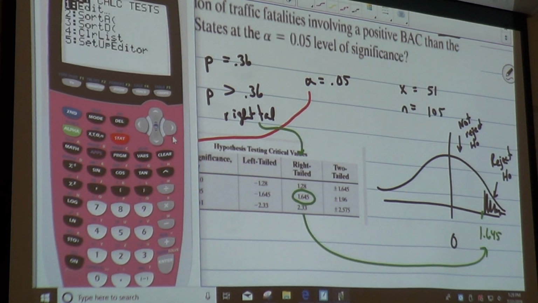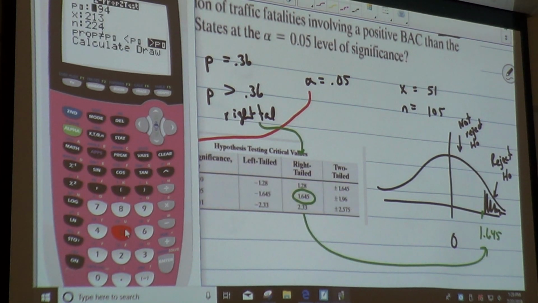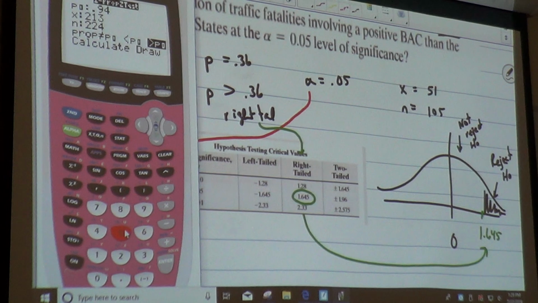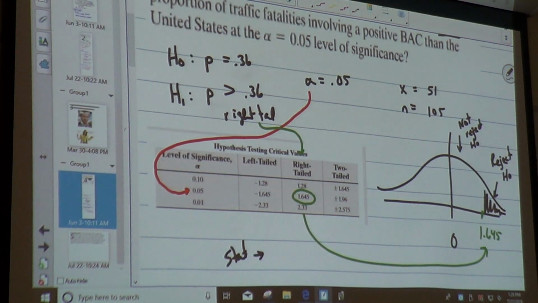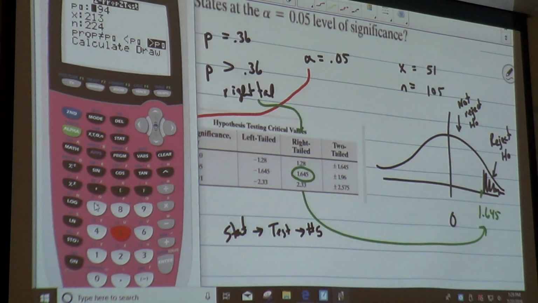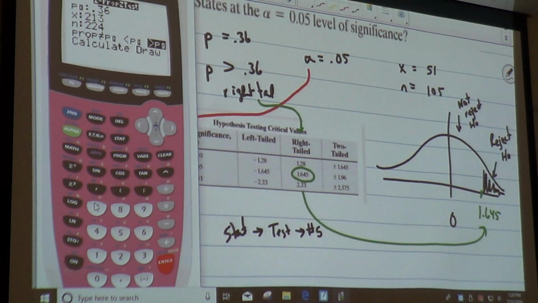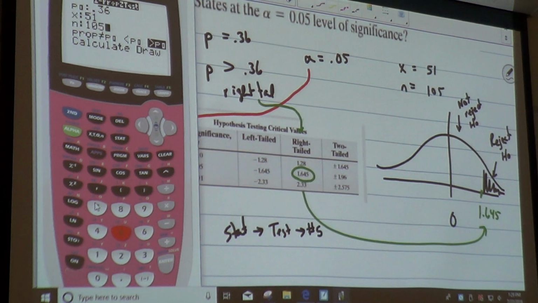We're going to do stat, test number 5. So, what is my P? 0.36. What is my X? 51. What is my N? 105. Which one am I going to choose? The greater than.